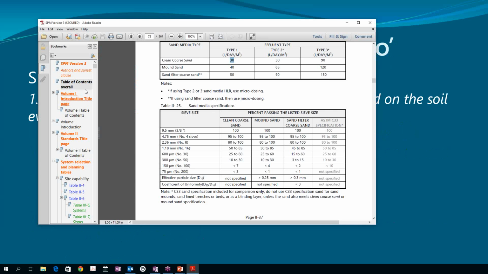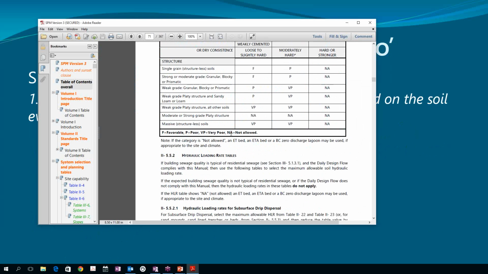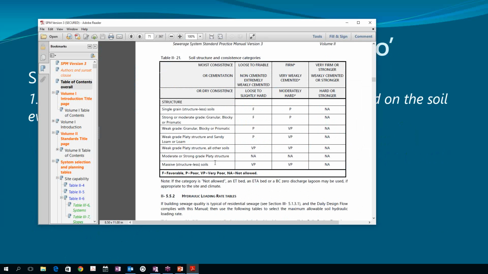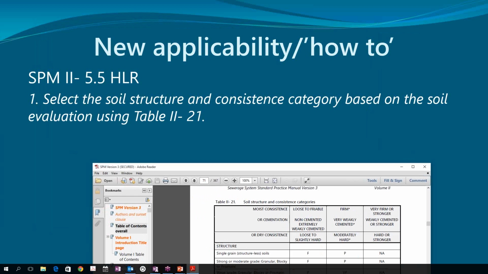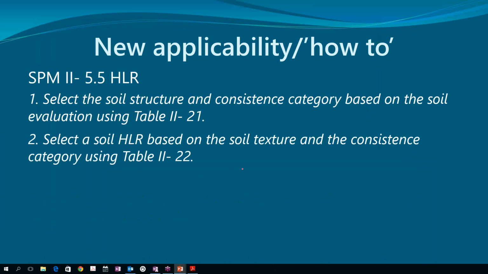So just to be crystal clear, it's this, right? Soil structure and consistence categories based on structure and consistence. The next step then is that we select an HLR based on the soil texture and the consistence category.